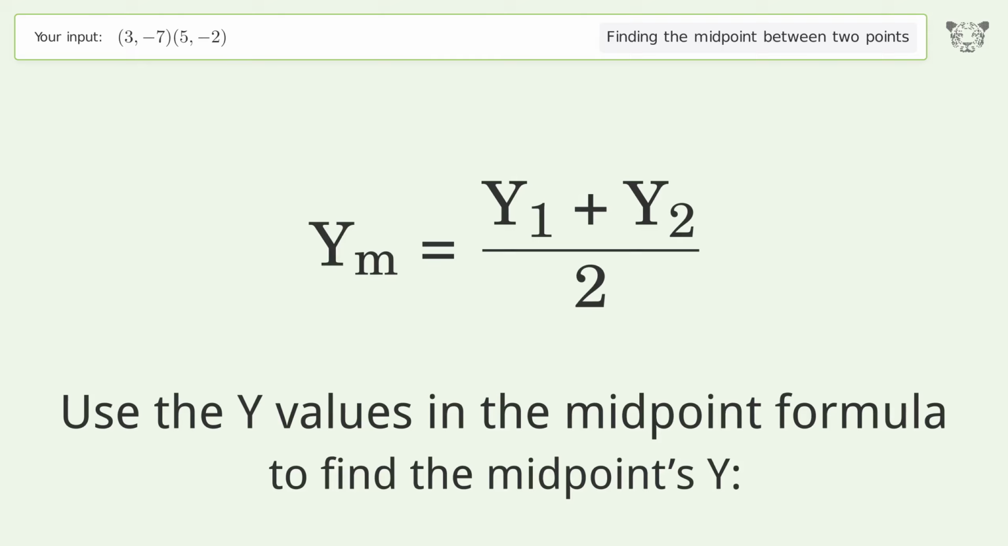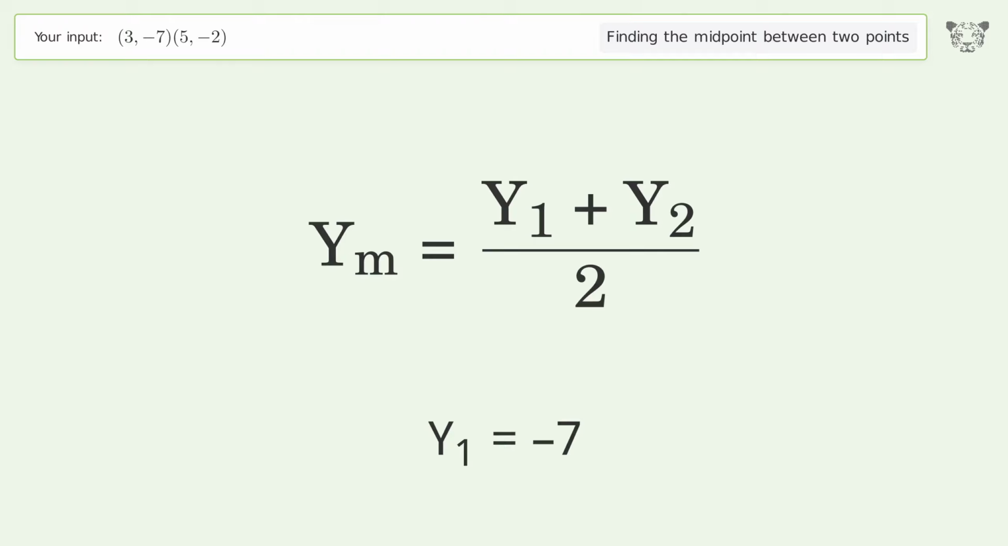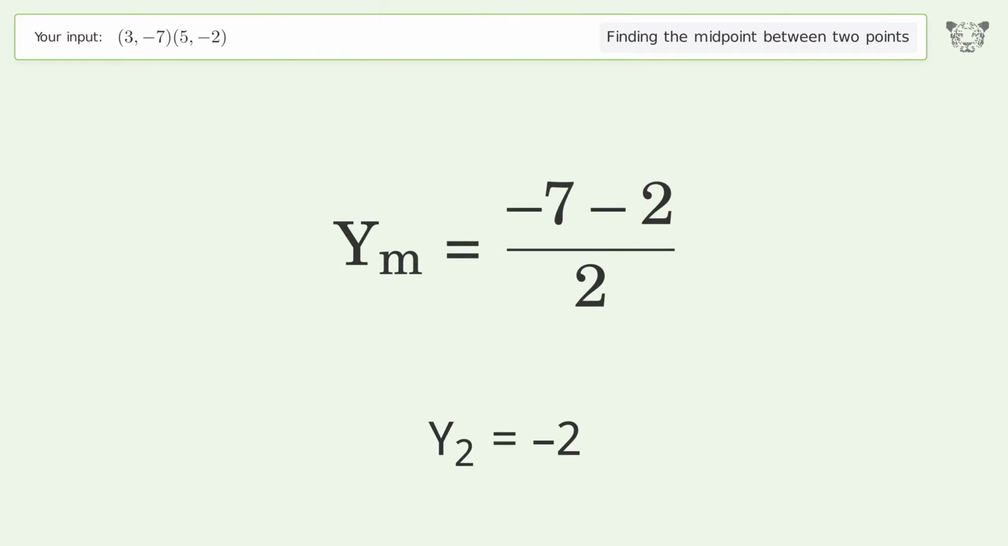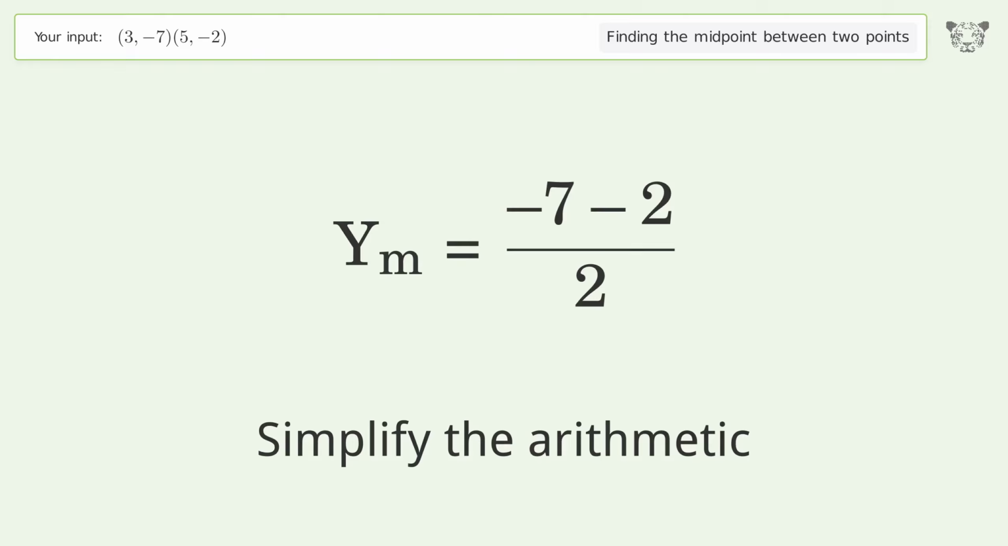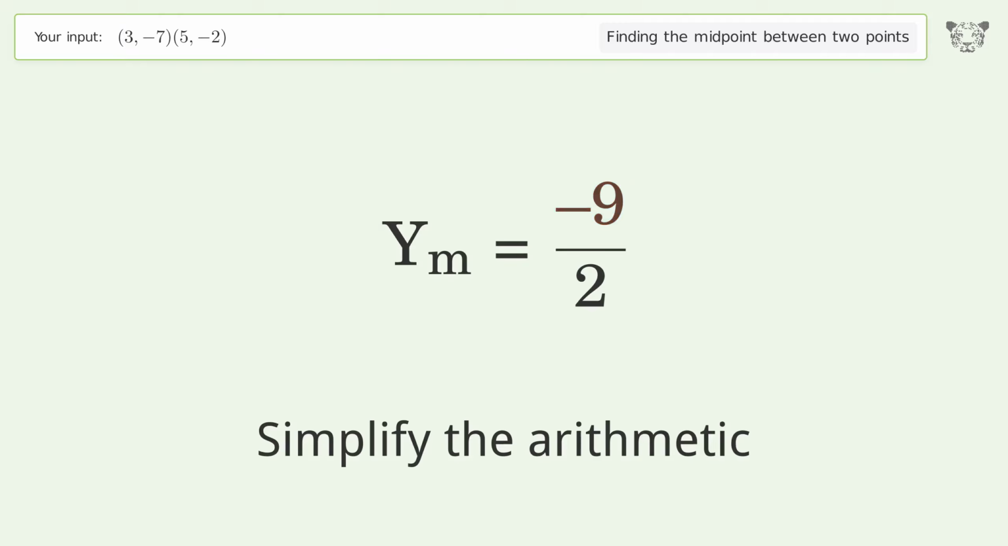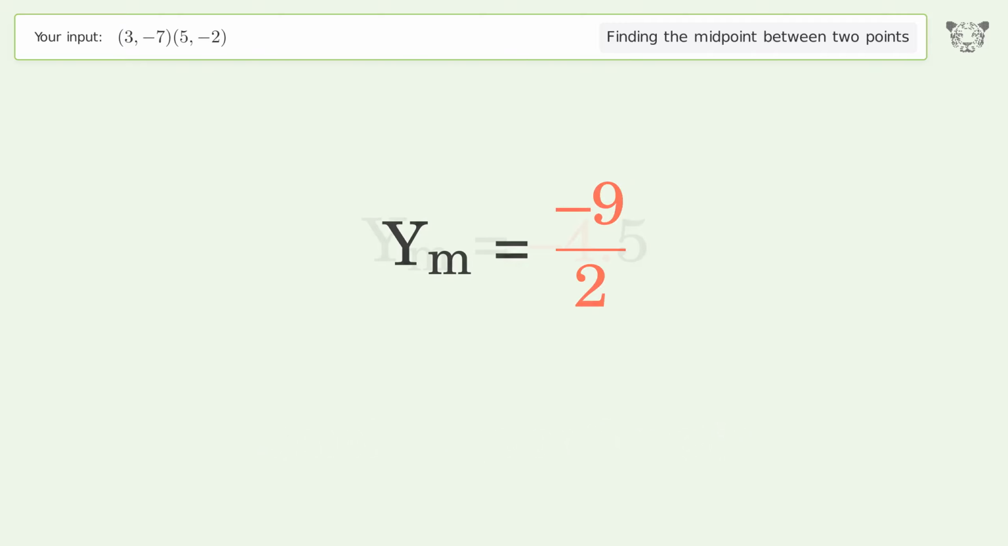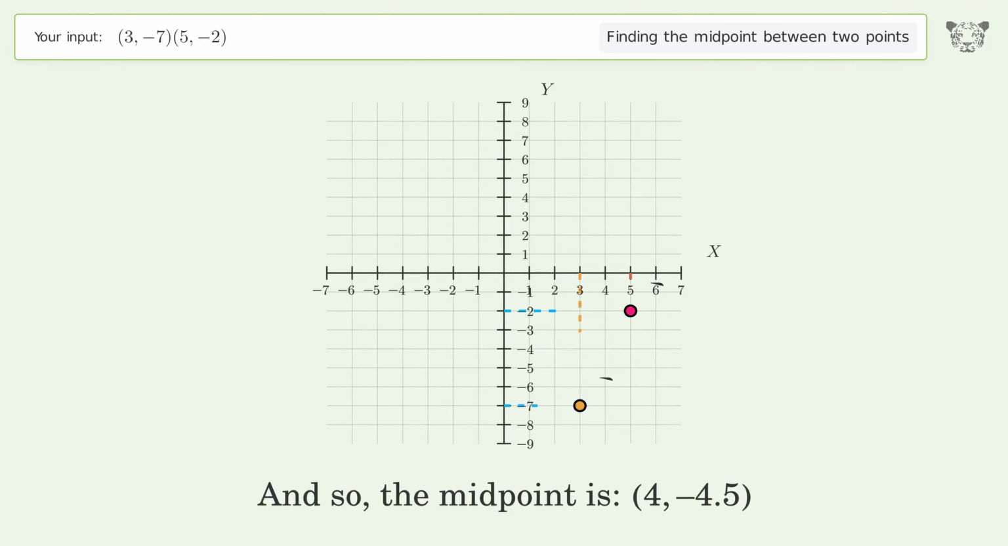Use the y values in the midpoint formula to find the midpoint's y. y1 equals negative 7. y2 equals negative 2. Simplify the arithmetic. And so, the midpoint is 4, negative 4.5.